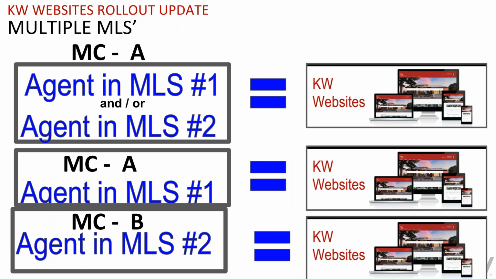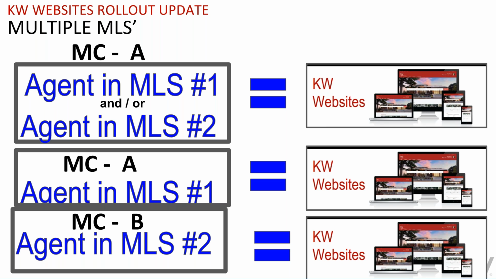If an agent is in Market Center A and they're in MLS1 and or they're in MLS2, in other words, they don't have to be a part of both, they get one KW website. If an agent is in Market Center A and is in MLS1, they get one KW website. If they're also in Market Center B, they get an additional KW website.